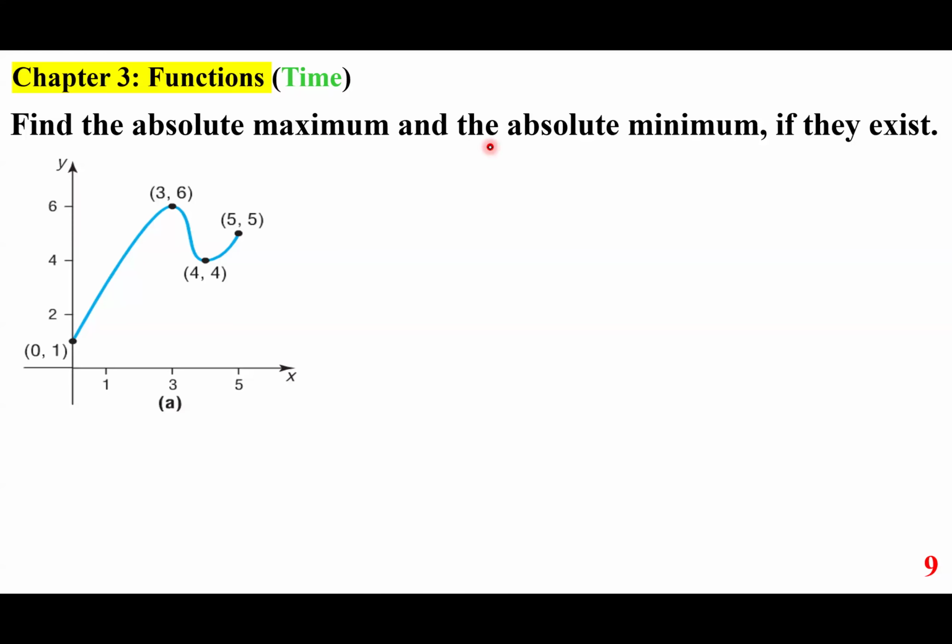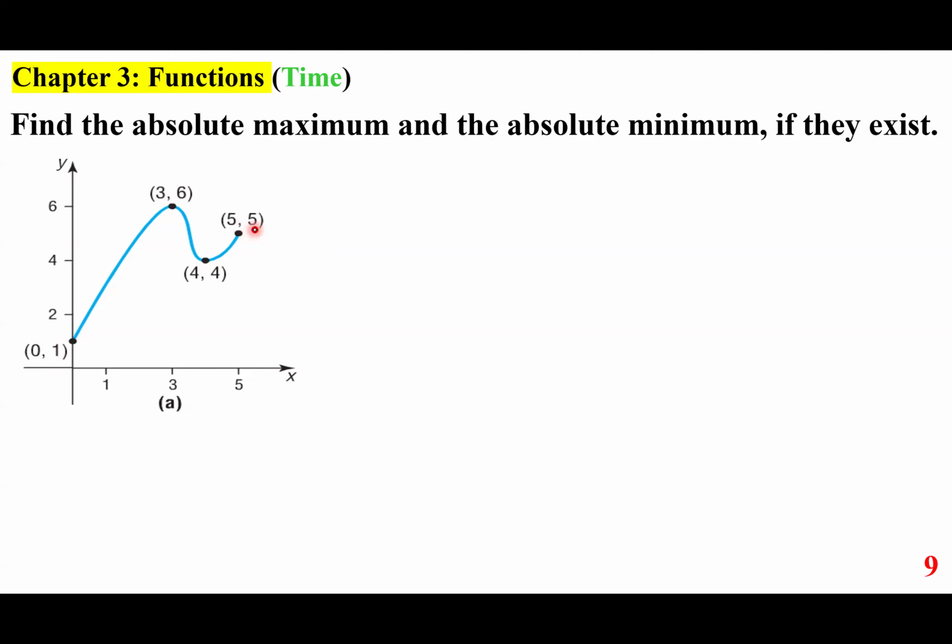Find the absolute max and absolute min if they exist. First, by looking at the graph, I want you to recognize this one. This is a local max. This is a local min. This is also an absolute max. And this endpoint is an absolute min because no other point has a smaller y coordinate.